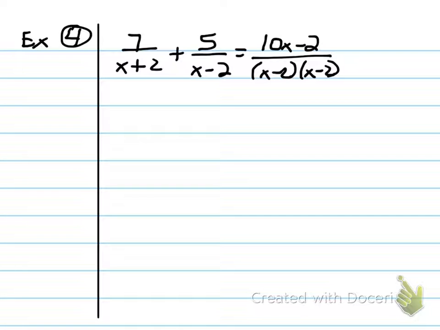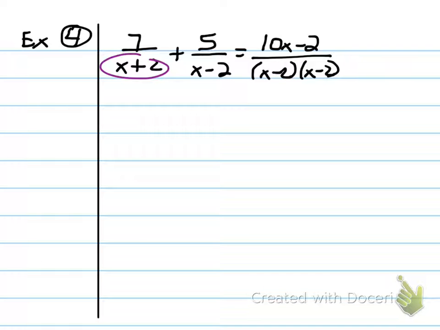Okay, number 4 from the solution stations. I cannot use cross product here because I have two fractions on this side. It's not a proportion. I have two fractions. So what we want to do is we want to get a common denominator like we were if we were adding and subtracting. So what is my least common multiple?